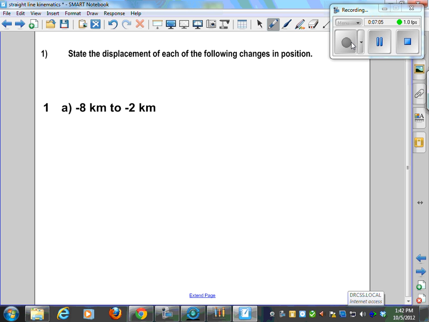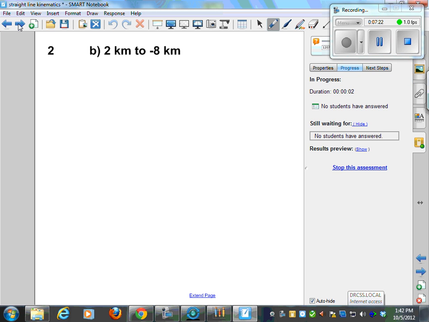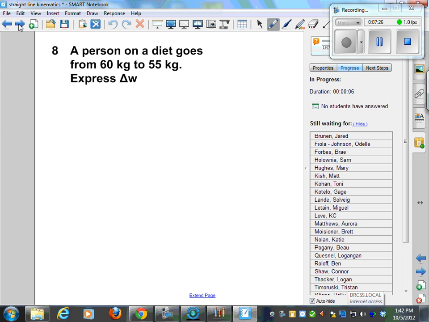There's several more displacement questions that are coming up. 1A is going to be number 1. 1B is going to be number 2. 1C is going to be number 3, and so on. Okay. So keep going. You can use the clickers, yeah, please do. Keep going until you get to number 10. Number 10 is a multiple choice.